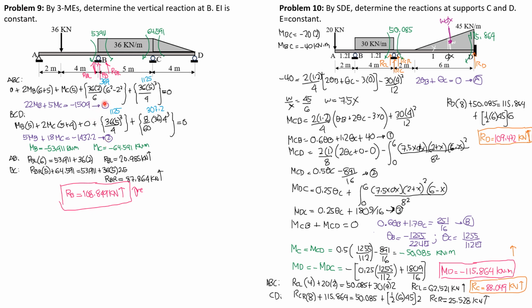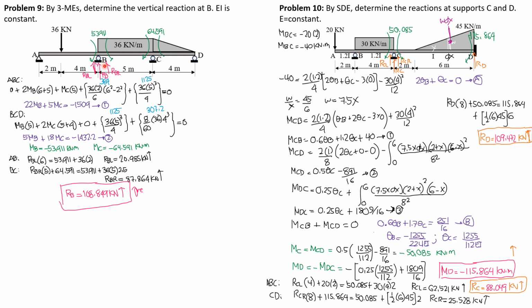Equation 2. Solving equations 1 and 2 simultaneously, we obtain MB negative 53.911 kilonewton meter and M sub C negative 64.591 kilonewton meter. Since all these are negative, it means clockwise in BA and counterclockwise in BC. So the moment at B is moment BC, clockwise positive, so that's why it is applied as counterclockwise as shown. Same is true with moment at C, clockwise CB and counterclockwise in CD.